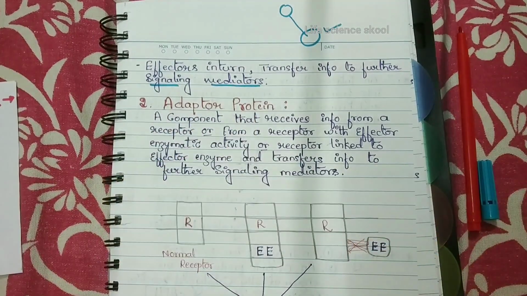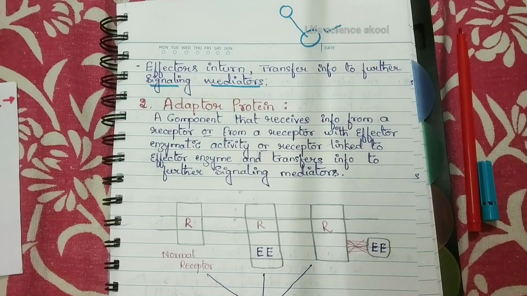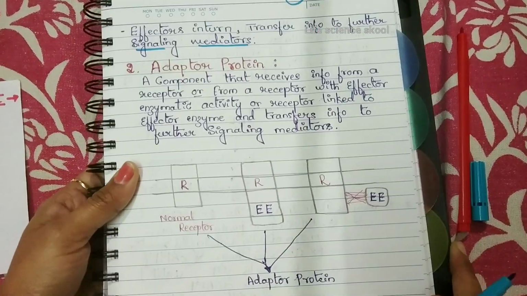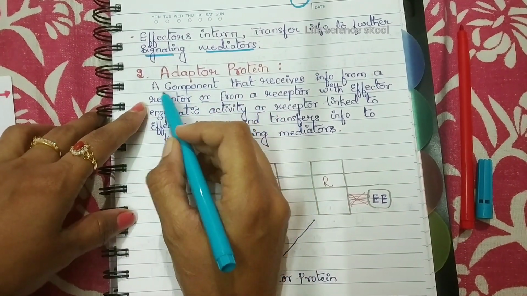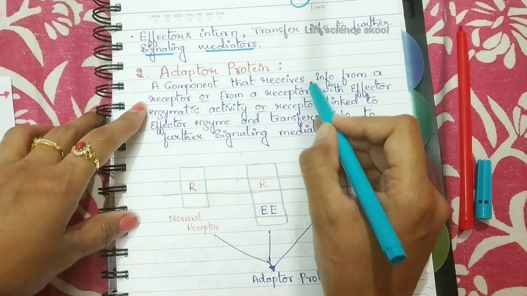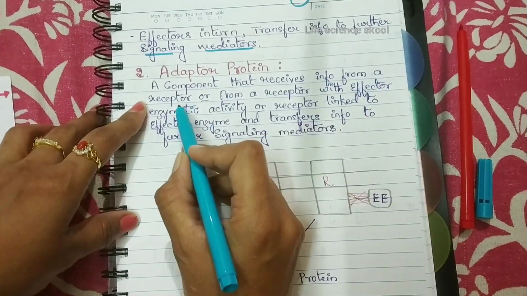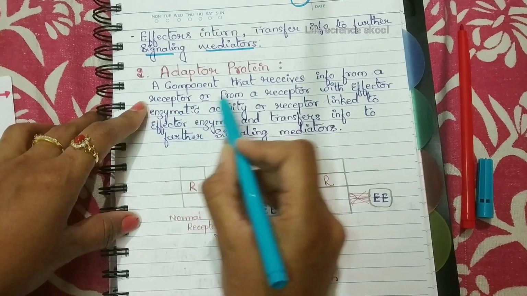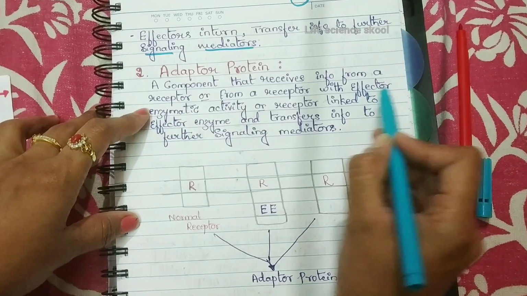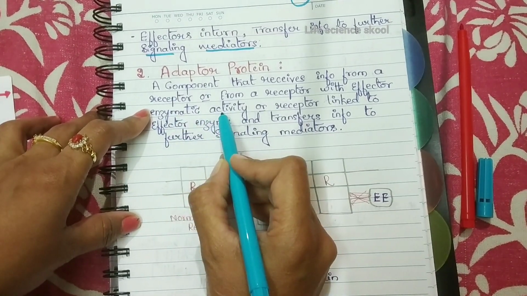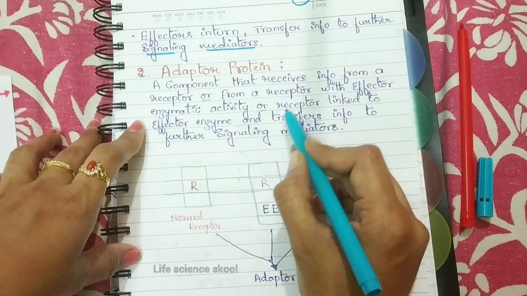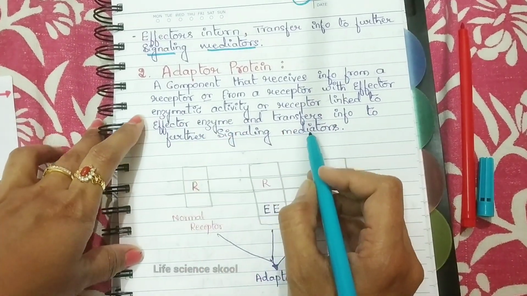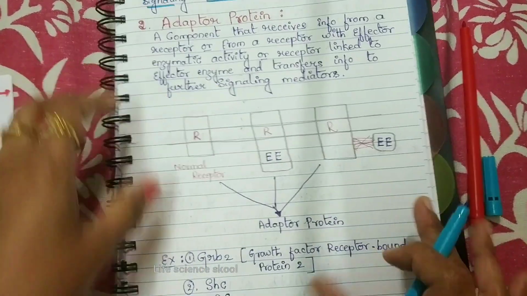Now the question is, what are adaptor proteins here? No worries, I will make you understand very easily. Here is the definition: a component that receives info from a receptor with effector enzymatic activity, or a receptor linked to an effector enzyme, and transfers info to further signaling mediators. We learned this.